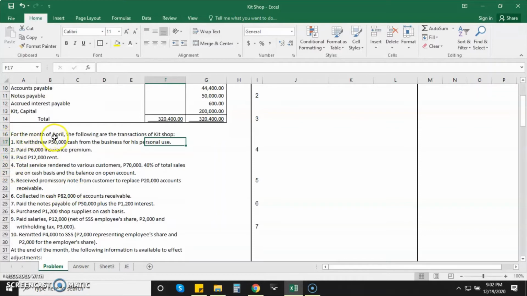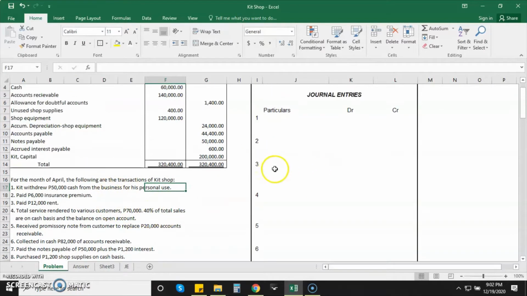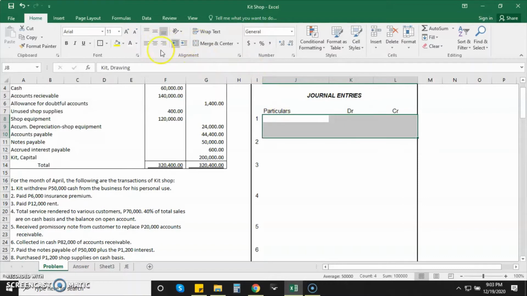For the month of April, the following are the transactions of Kit Shop. Number one, Kit withdrew 50,000 cash from the business for his personal use. So the owner withdrew cash from the business. In this case, there is a decrease in cash from the point of view of Kit Shop. So what would be our entry? Since there is a decrease in cash, eventually your entry here would be like this.